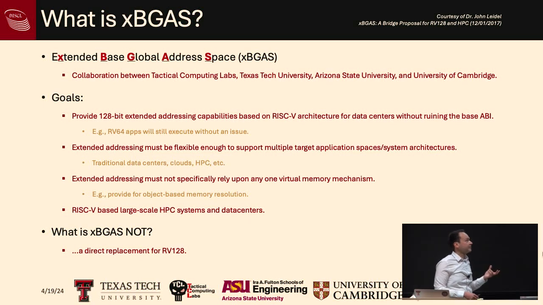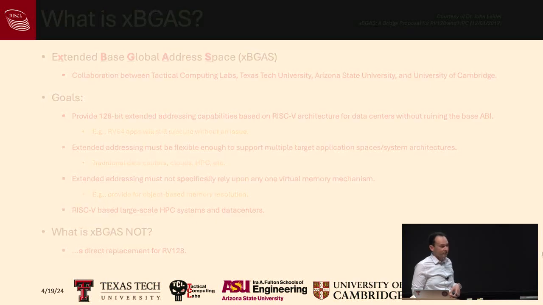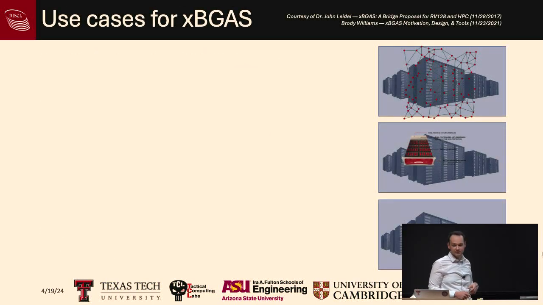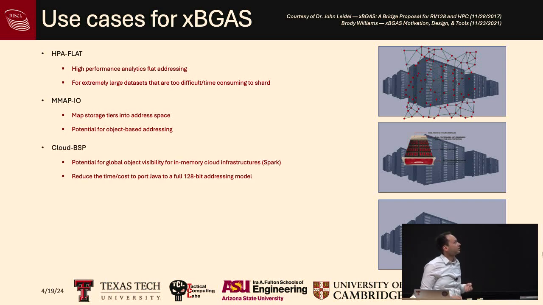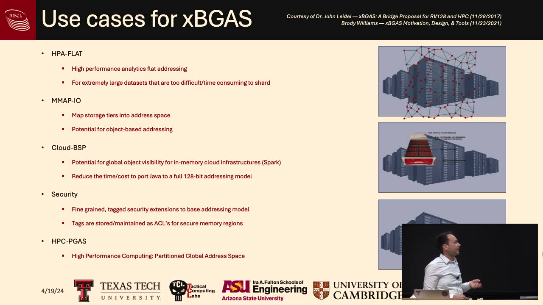And one thing that you might be mistaken is this is not a direct replacement for the RV128. Unlike how a 128-bit addressing system would work, we separate the remote and the local so that no compatibility issue occurs with a regular 64-bit addressing system, at least on the local level. So some of the use cases of xBGAS, I'll go through this fast. HBA flat, mmap.io, cloud BSP, and HPC PGAS.